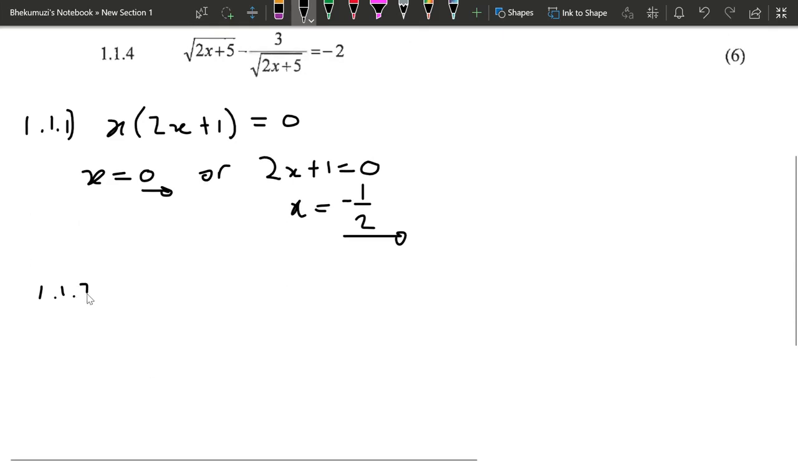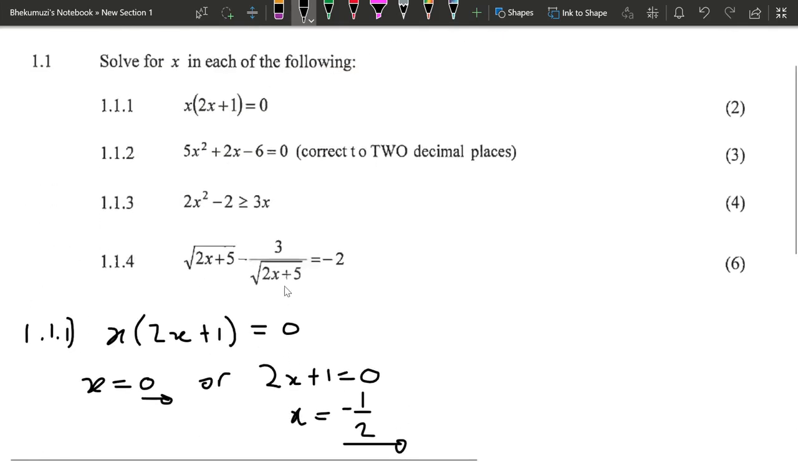Now the next question here, which is 1.1.2, says 5x squared plus 2x minus 6 is equal to 0. And then they actually give us a very interesting hint. They say correct to 2 decimal places. If they're going to say correct to 2 decimal places, they're basically giving us a clue that the roots or the solutions to x could possibly be irrational numbers. It could possibly be numbers that have decimals, right?